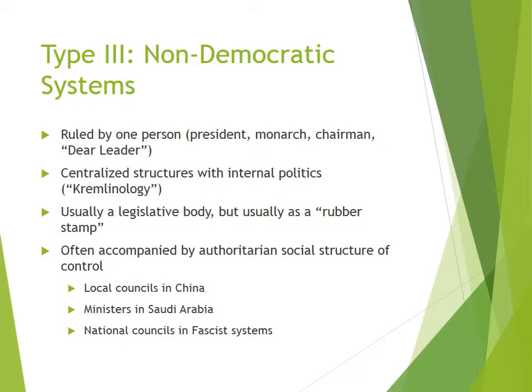The third type, I just wanted to quickly go through this, are what are called non-democratic systems. These are usually ruled by one person or a small group of people. Sometimes they call themselves presidents, sometimes they're a monarch, sometimes they're the chairman, and I put dear leader for the dear departed leader of Korea, and his son now is, I forget exactly what they call him now. I'll get that and maybe I'll repeat it next presentation. Their government tends to be very centralized. They have internal politics within the central command.